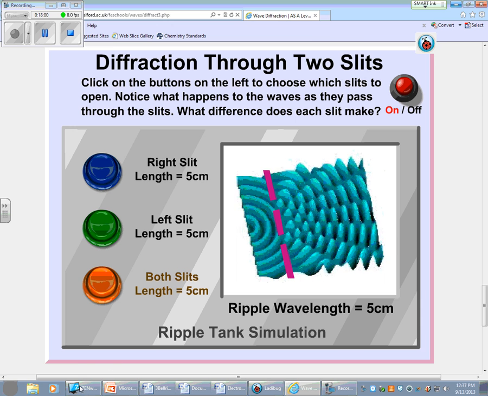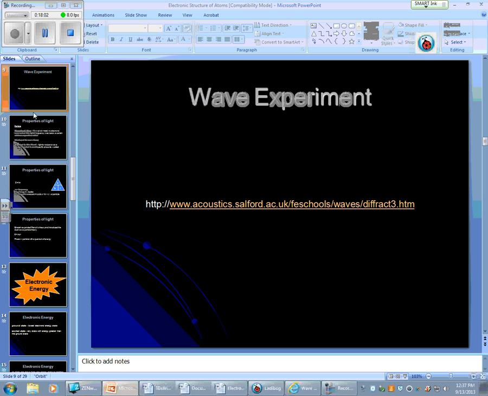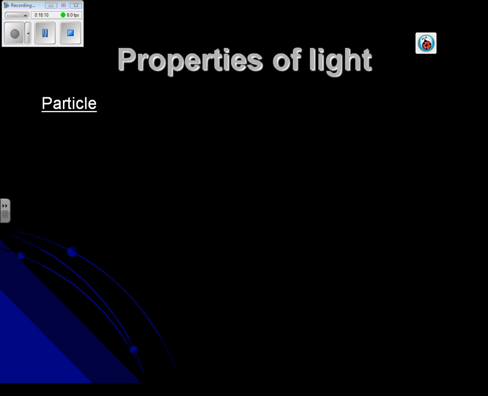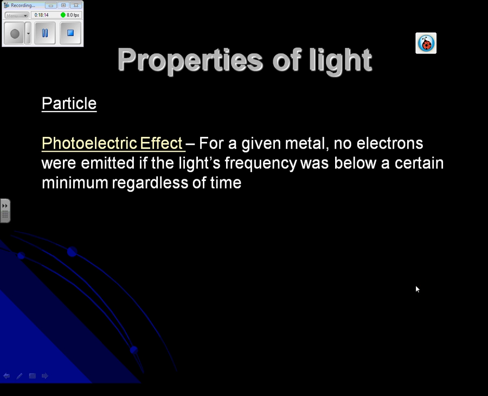All right. Now, for light as a particle, we have the photoelectric effect. So, again, around that same spot, what are the experiments that prove light's wave-particle duality? Particle, I want you to put photoelectric effect.